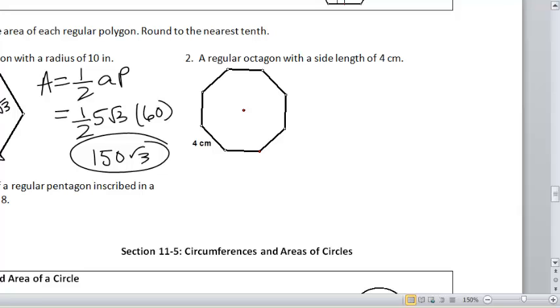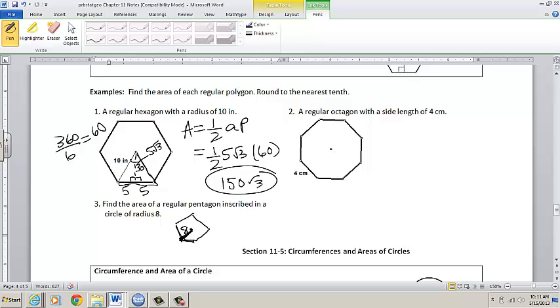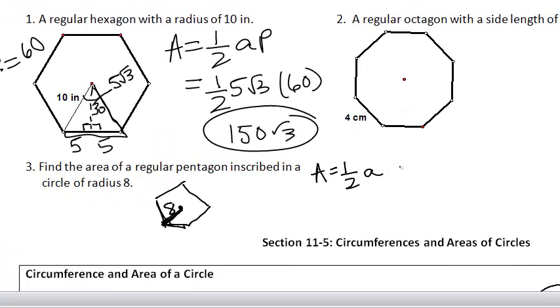Okay, and then I'm going to skip to the last problem. It says find the area of a regular pentagon inscribed in a circle with radius 8. The inscribed in the circle part really is just to help you understand that the radius is the distance from the center to the vertex. So you can draw the circle if you want, you don't have to. Just like before, we have to have the apothem and the perimeter. So we can start with the central angle again. 360 divided by 5, since it's a pentagon, is 72.